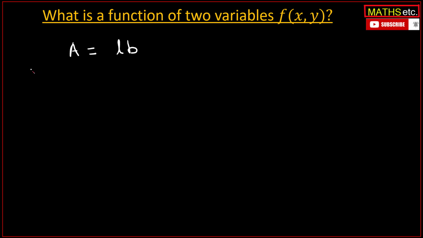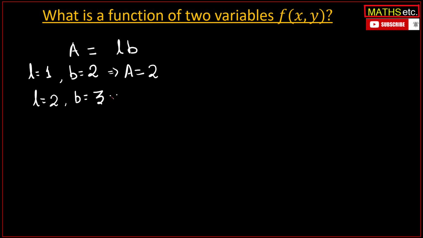Now suppose we take L equals, say, 1 unit and the breadth of the rectangle, say, 2 units, then the area of the rectangle will be 1 multiplied by 2 unit squared, right? Suppose we take the length of the rectangle as 2 units and the breadth as, say, 3 units. The area of the rectangle will be 3 multiplied by 2, it is 6 unit squared.